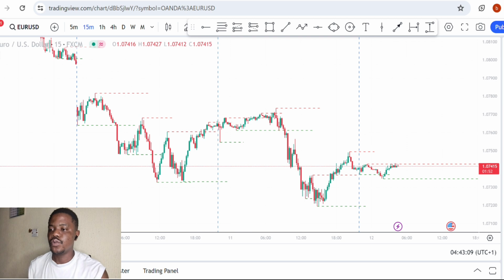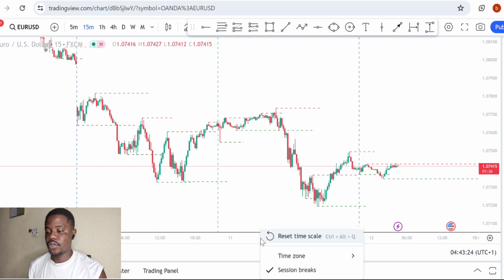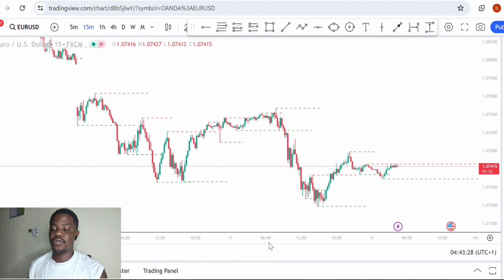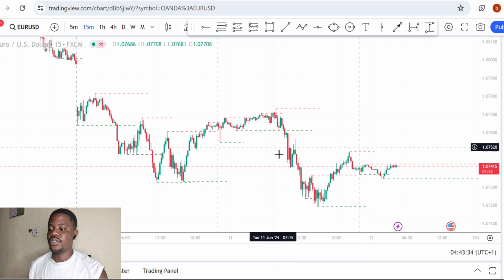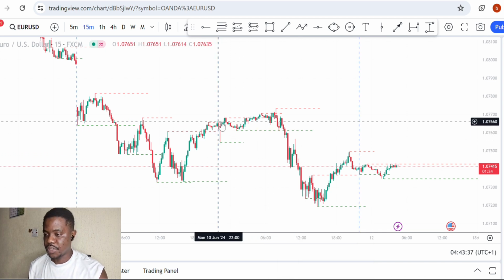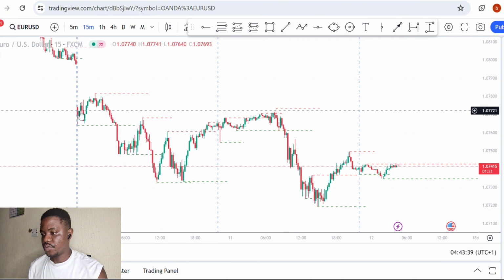So what I do when I want to mark my chart is I first go straight to my 15-minute time frame. On my 15-minute time frame, I want to turn on my session breaks on TradingView. That's if you use TradingView to analyze. I will turn on my session breaks. When I turn on my session breaks, you're going to see these lines on the screen.